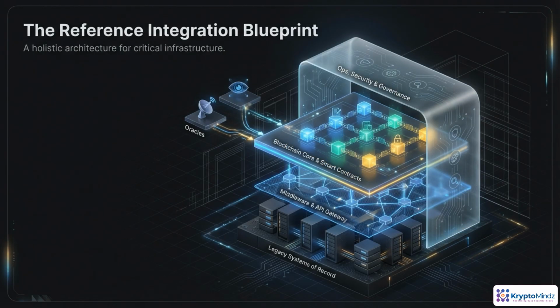This blueprint pulls together everything we've covered into a single operating model. At the bottom, your existing systems of record stay authoritative, but they expose events and APIs through an integration layer. That middleware handles translation, routing, and buffering, so the ledger never becomes a brittle point of coupling. Above that, the blockchain core and smart contracts provide shared state, automated rules, and tamper-evident history. Around it all, ops, security, and governance define how identities, keys, monitoring, policy, and change control work across every participating organization and Oracle.